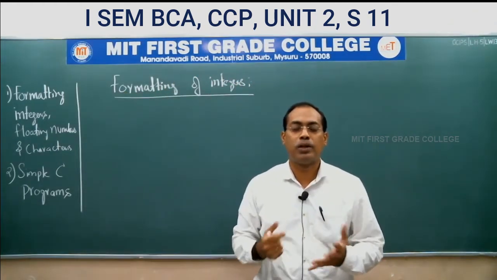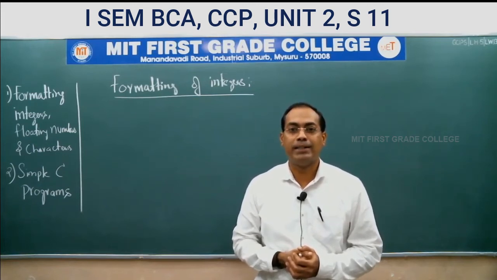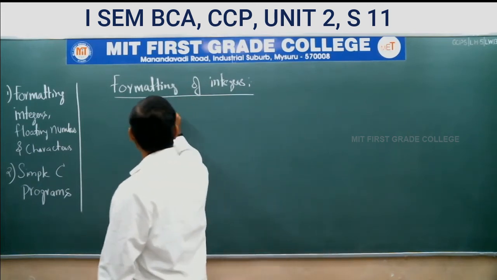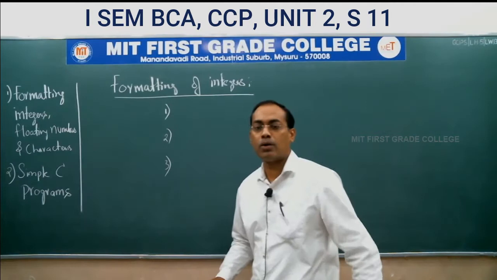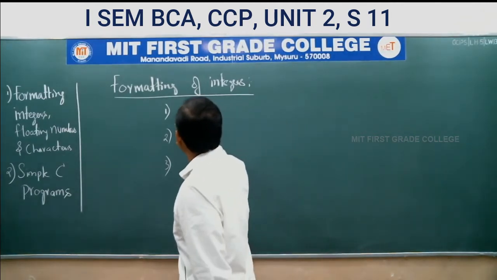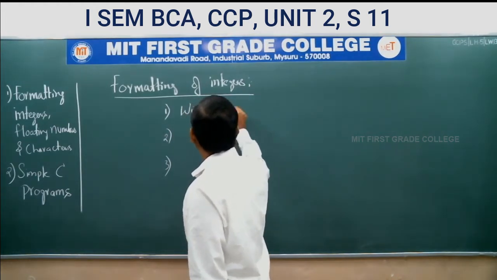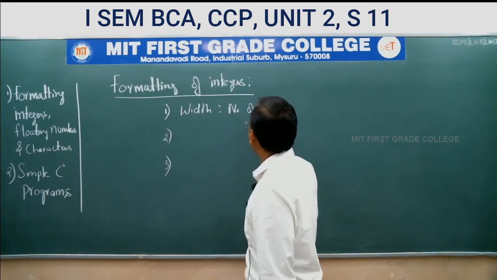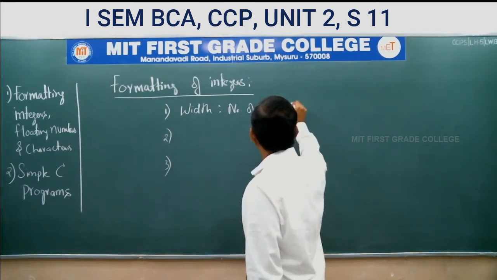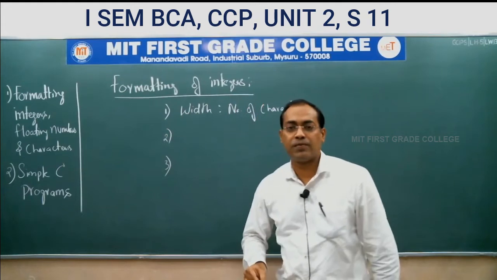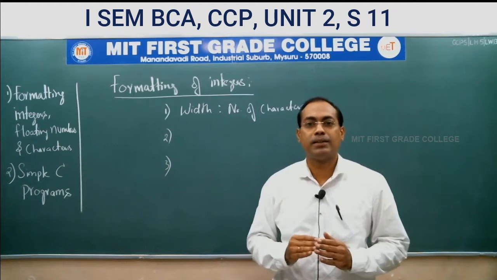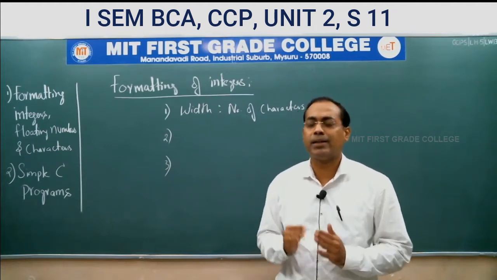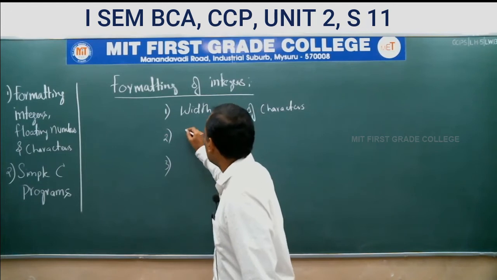Integers are nothing but whole numbers. How we can format integers, we'll see now. There are basically three types of formatting you can perform on whole numbers or integers. One is the width, or number of characters. You can specify the total width of characters, or the width of the integer that will be displayed on the monitor. Next is the alignment.